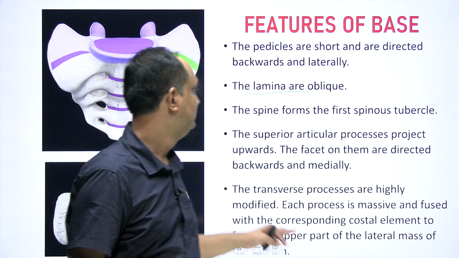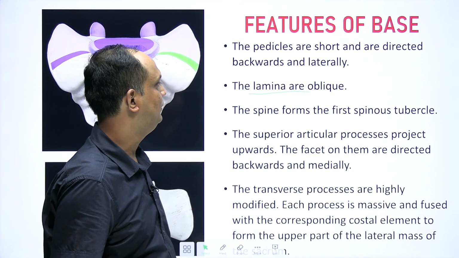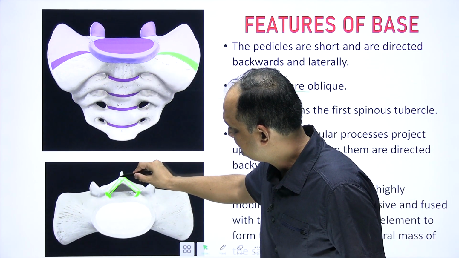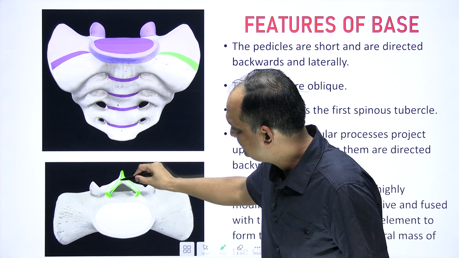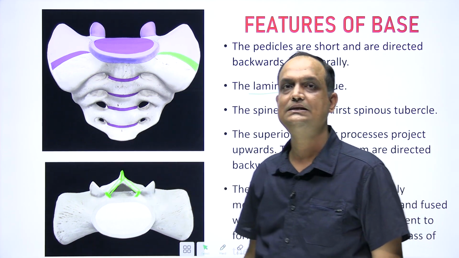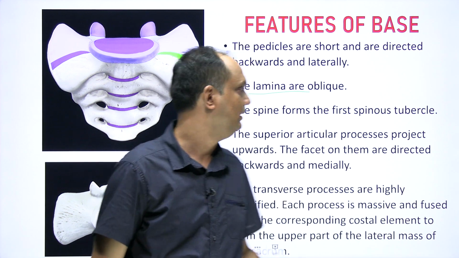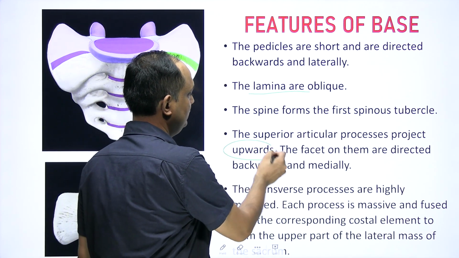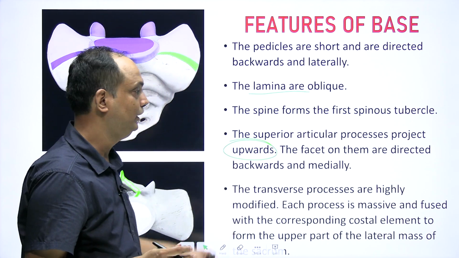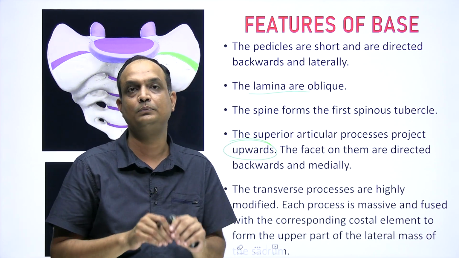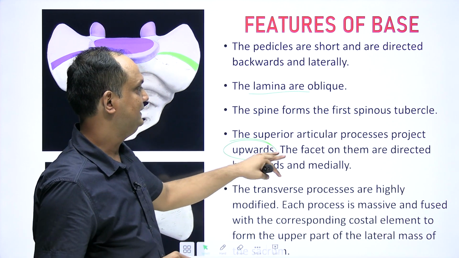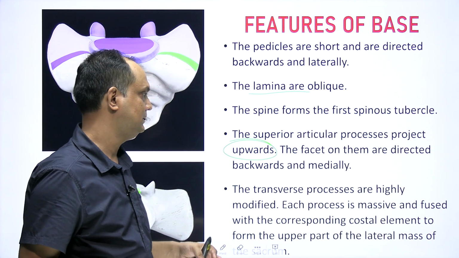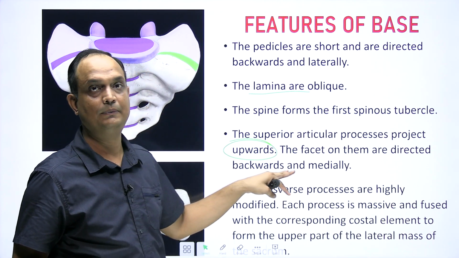Then you will have the spine forming the first spinous tubercle. On the base, this is the spine of S1, and this spine of S1 persists as the first spinous tubercle. The superior articular processes project upward. We have already seen that they make a joint with the inferior articular process of L5. The facets of them are directed backward and medially, which is again the characteristic of lumbar vertebrae. So, these are the lumbar type.